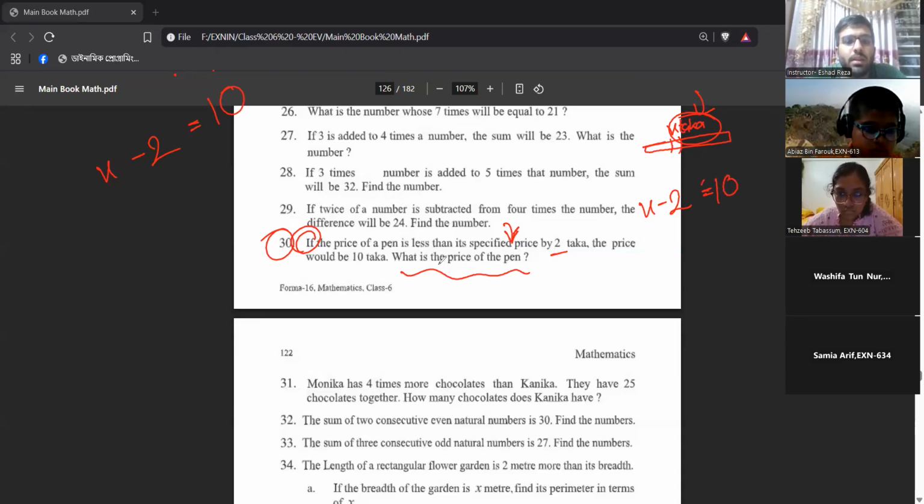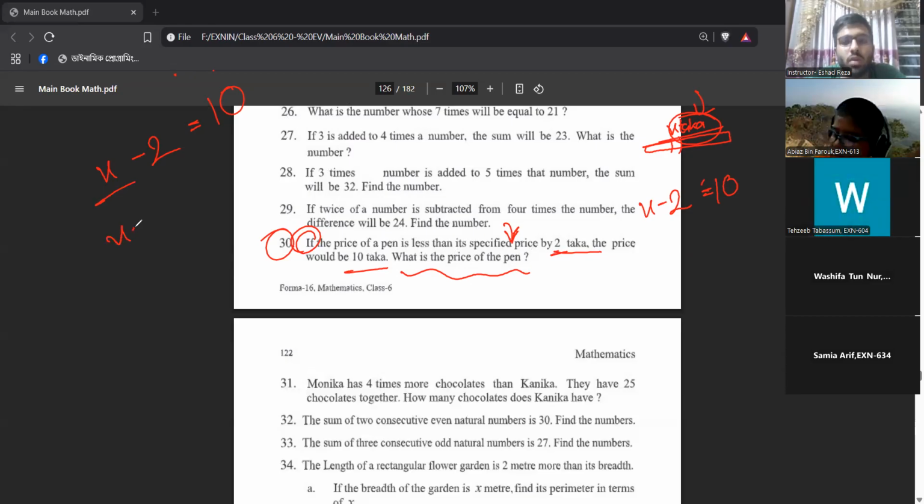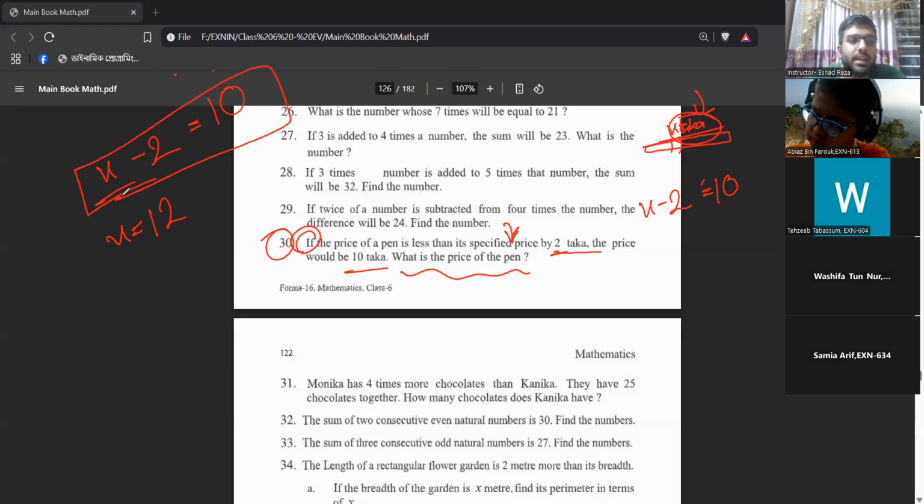If the price of a pen is less than a specified price by 2 taka, the price would be 10 taka. So now what is the price of the pen? The price of the pen is what was written on the pen, x. So x. And now if we add 2 on both sides, we get 12. So see, problems like these are easy. We know how to find x from here. You don't even need to say add 2 on both sides. You know that it's 12 if you take minus 2 to the other side. But understanding the question is also very important, right?